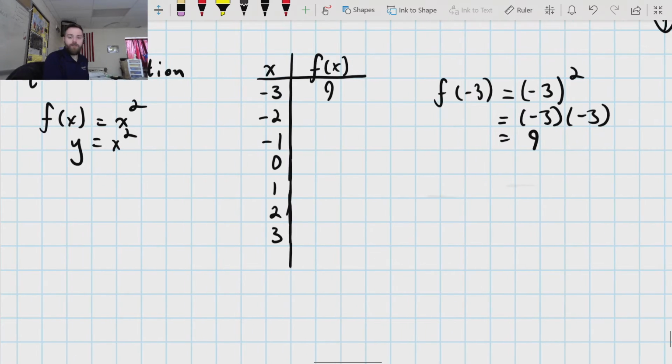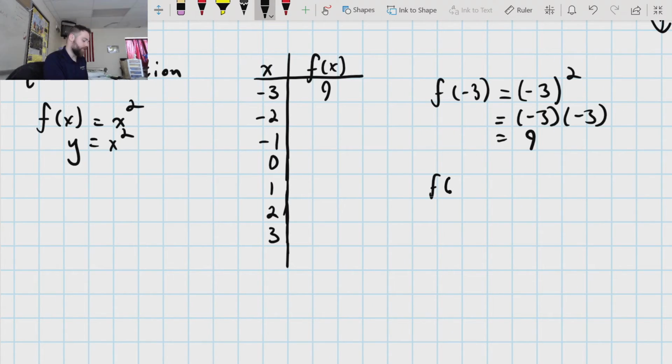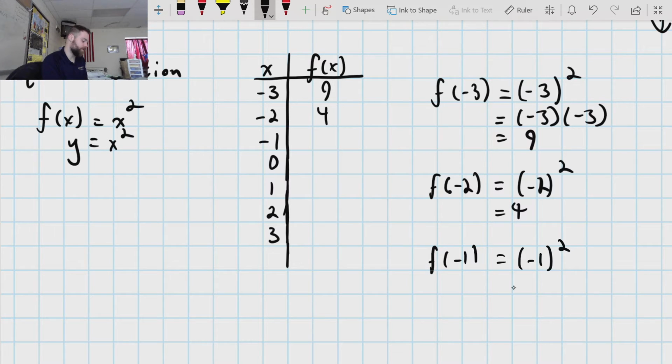Same thing with f of -2 and f of -1. So I'm going to plug those in. You get back -2 squared, sorry. That's +4. -2 times -2 is +4. And I was skipping ahead, so f of -1 is going to be -1 squared, which is +1.